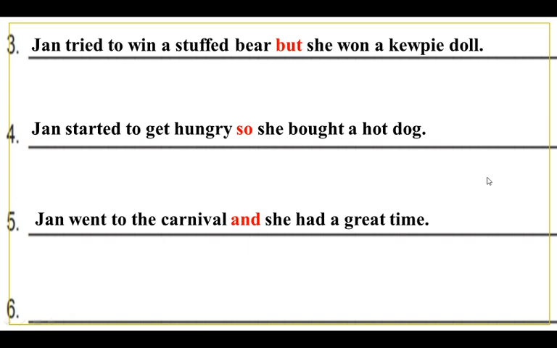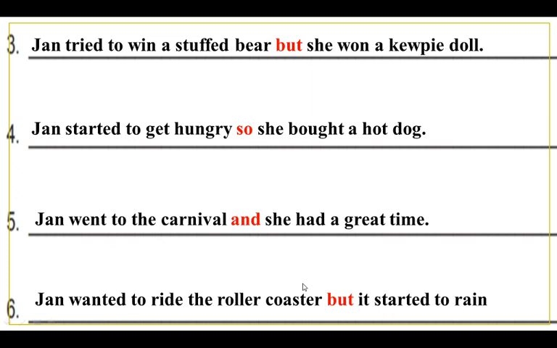Okay, and the last one, number six, the full answer can be: Jen wanted to ride the roller coaster, but it started to rain. Okay, maksud kat sini Jen nak menaiki roller coaster tetapi ia bermula hujan. Okay, so I use the conjunction but to combine the two different ideas. Okay, so these are some of the examples that I can share with you guys on how to combine the two sentences to make it a compound sentence.